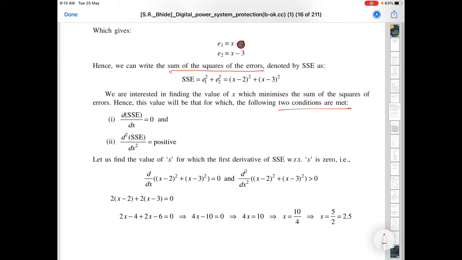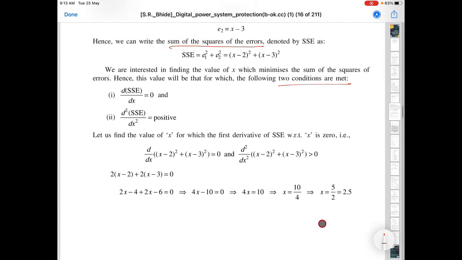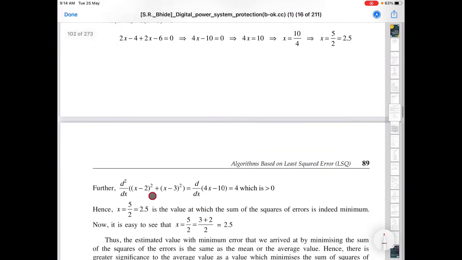So what is the LSQ method? You should first know the errors, you should have equations, and you have to take the sum of squares of errors and differentiate the SSE and equate it to 0. You will get some value. That value is true only when the second case is met. What is the second case? When you double differentiate it, it should be positive. So 4x equal to 10, x equal to 10 by 4, and x equal to 5 by 2, which is 2.5.